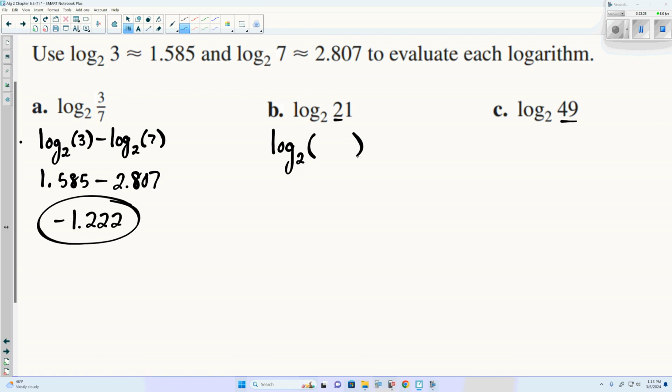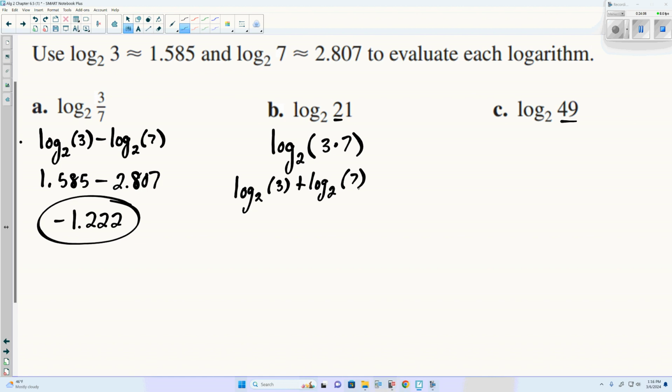Well, for the most part, these aren't too bad. Because 21, using 3 and 7 with multiplication, division, or powers, how could we rewrite 21 using 3 and 7? Because 3 times 7 is indeed 21. So we do have two things we multiply together inside the log, yes? Yep. So we can rewrite it as log base 2 of 3 plus log base 2 of 7.